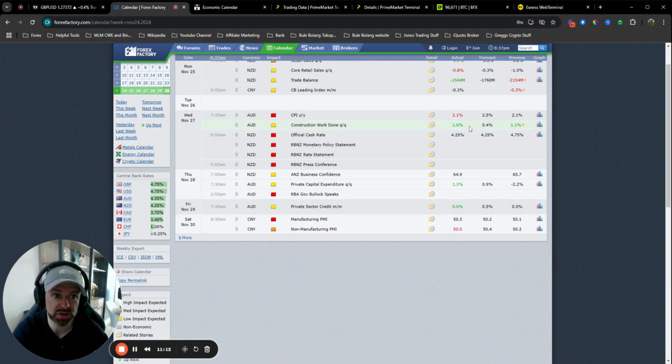Construction work done quarter on quarter is up. So why is construction work? I mean, it's not a leading indicator, right? But when the numbers for construction go up, it's quite good.